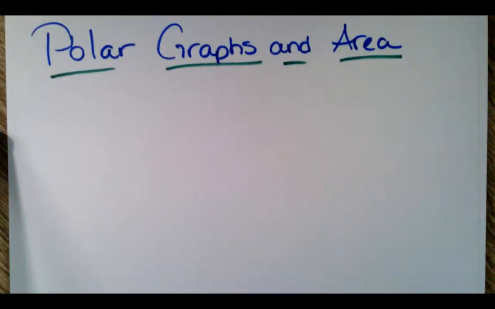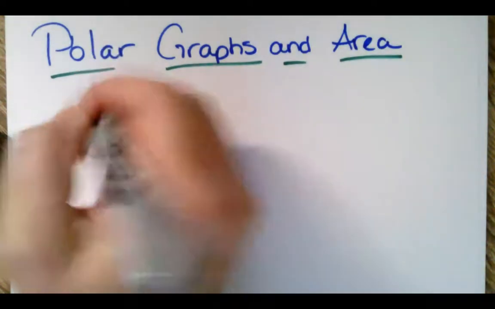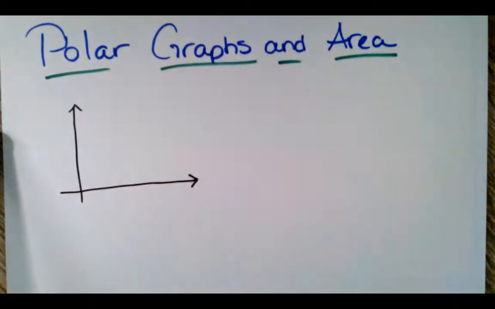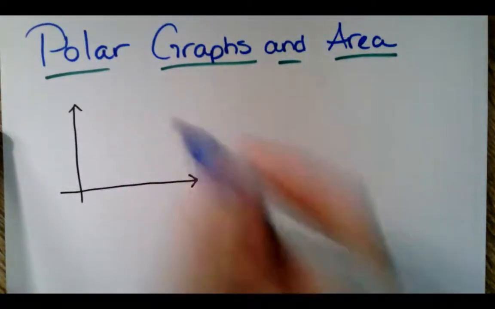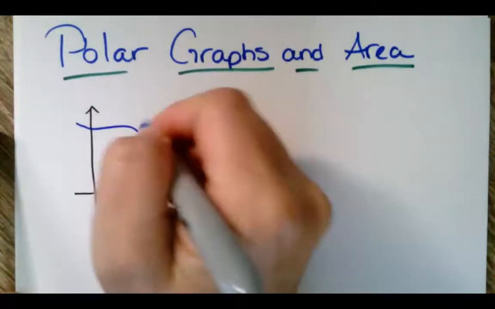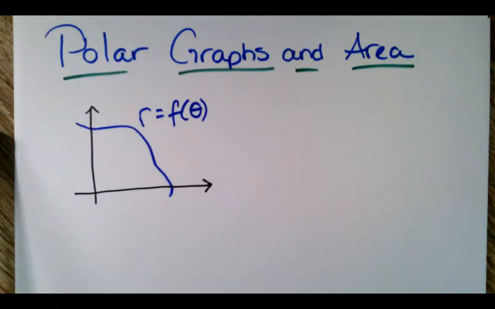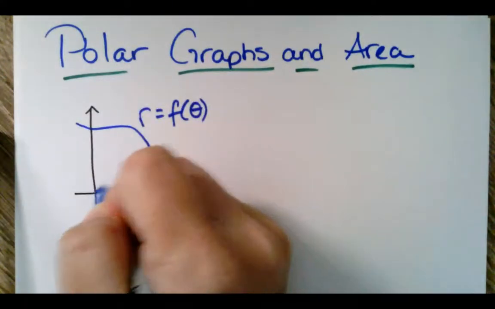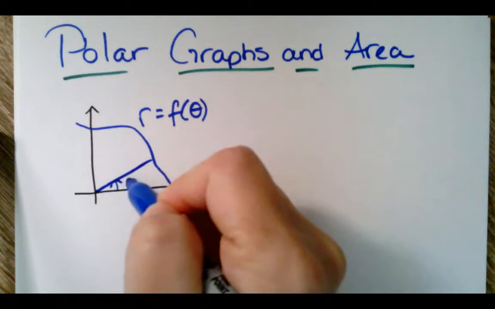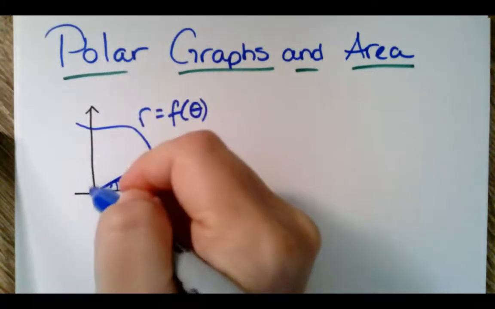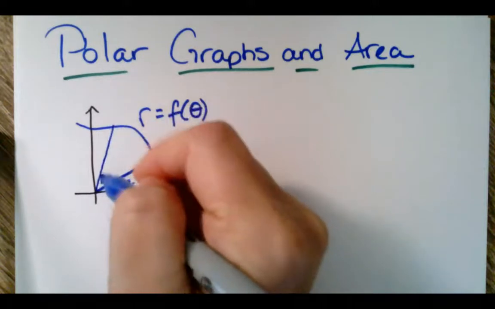In this video, we're going to look at our method for finding area in polar graphs. I'm going to start out with a generic polar graph, something like this. And r here is some function of theta, theta being our independent variable, and r being the dependent variable. I want to find the area between this angle, which I will call alpha, and this angle, which I'm going to call beta.